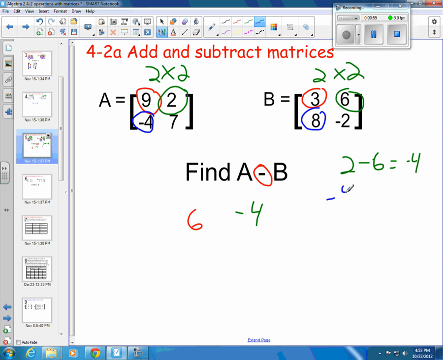So it's a negative 4 minus 8. And remember our song, same sign, add and keep. This is a negative 4 and a negative 8, so they're both negative. So that's a 12. So add them and keep the sign, so it's a negative 12.